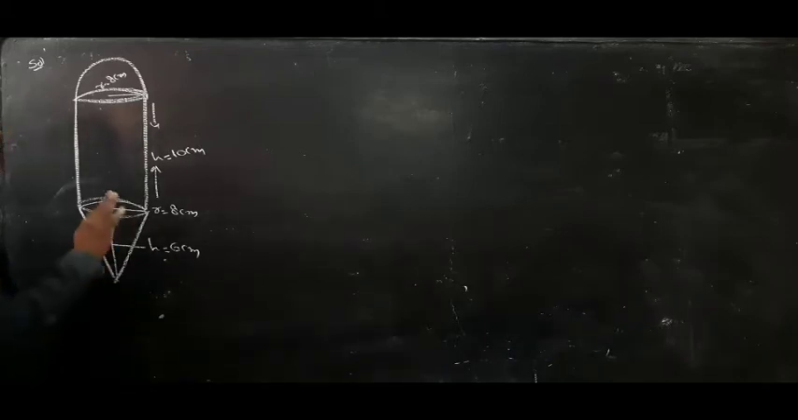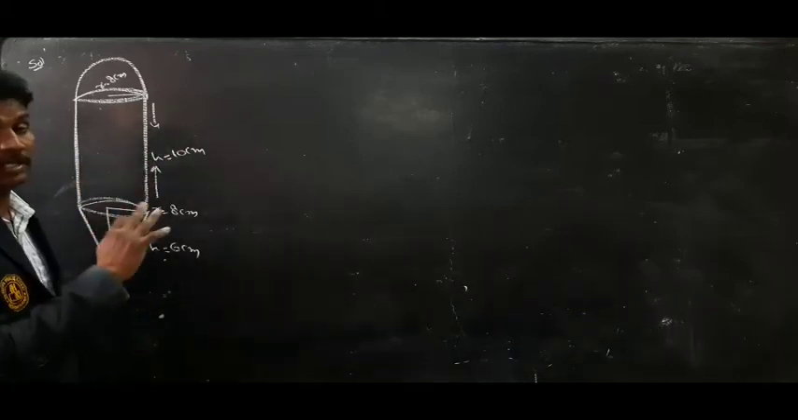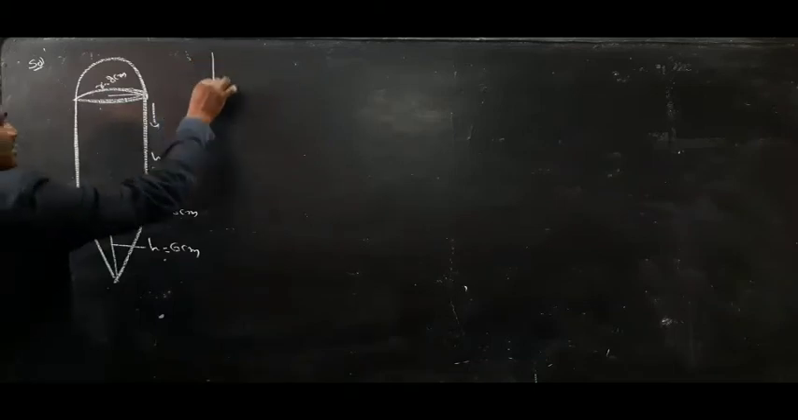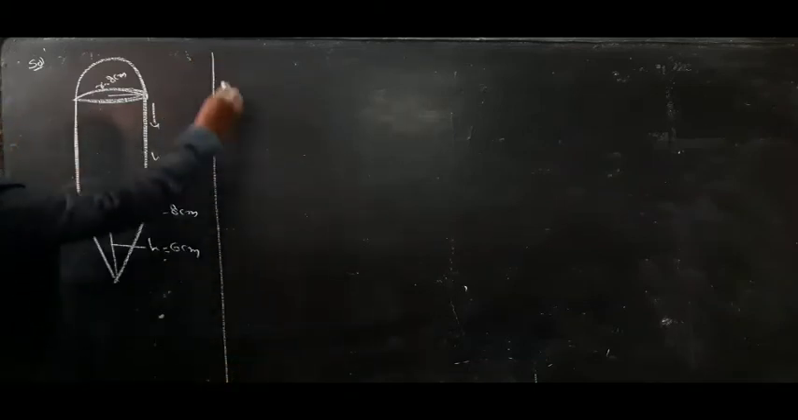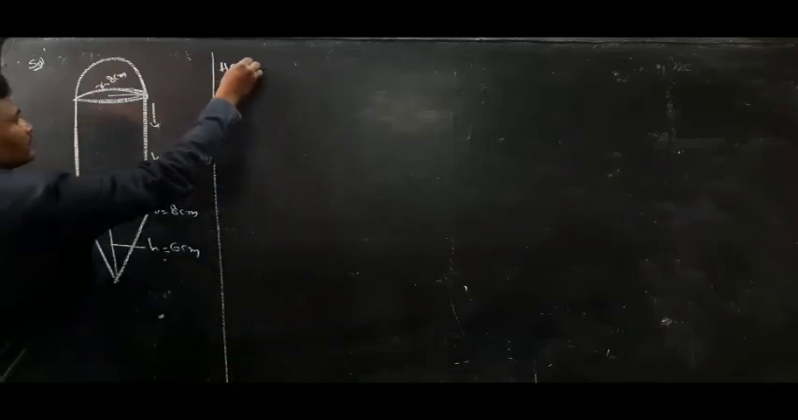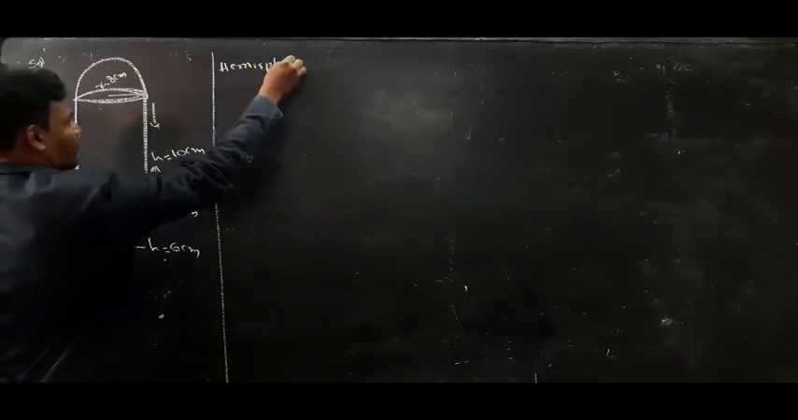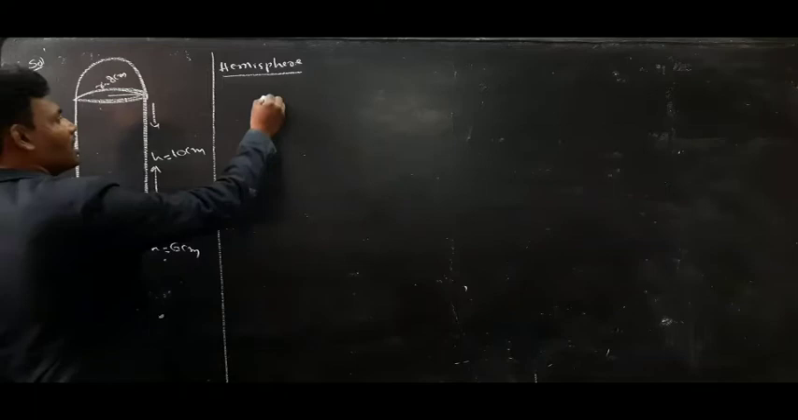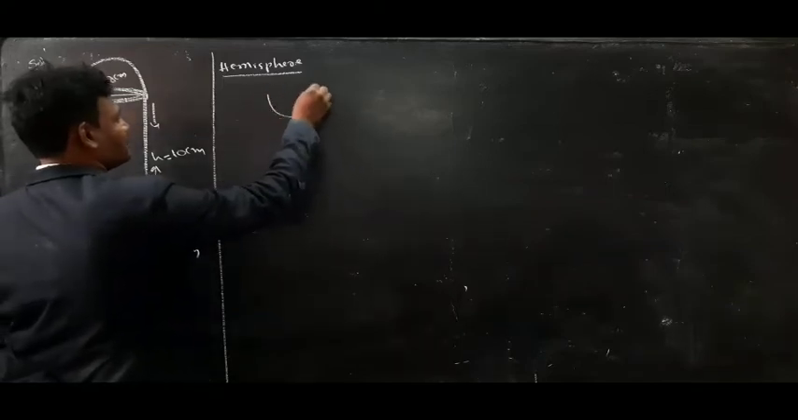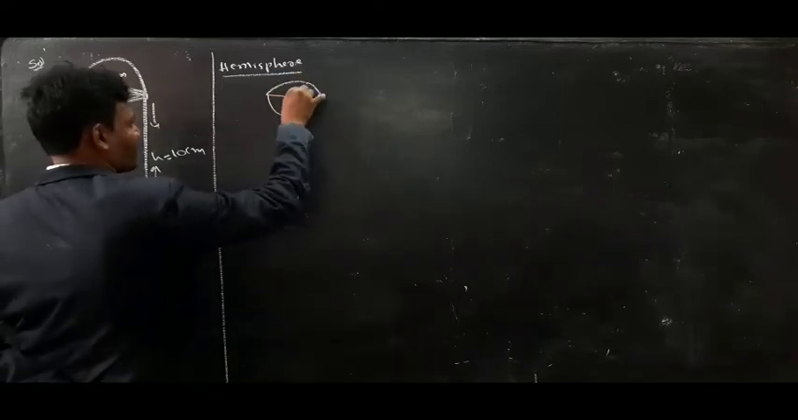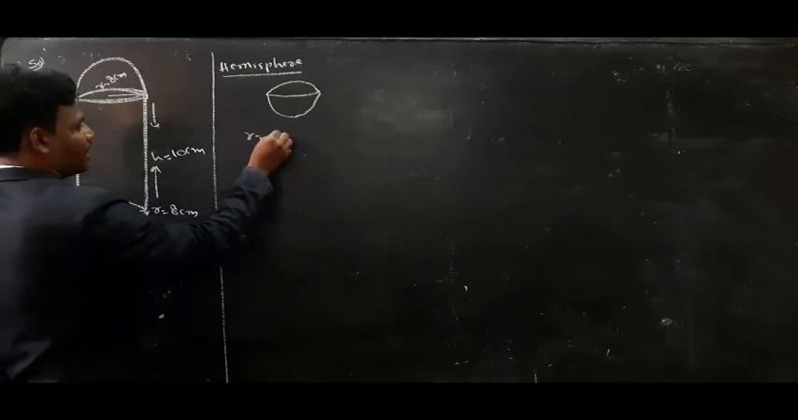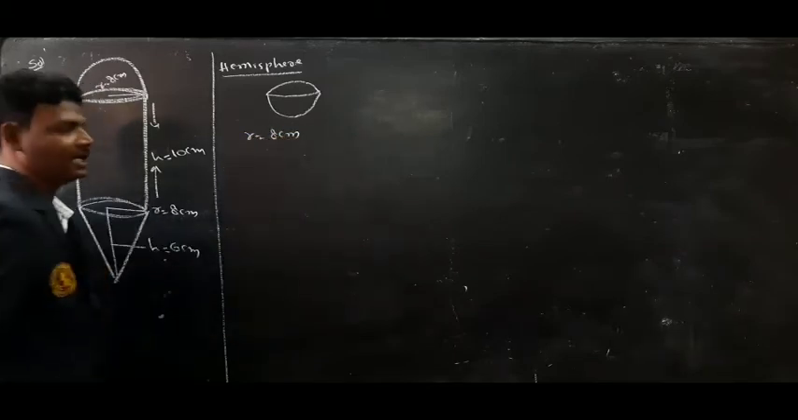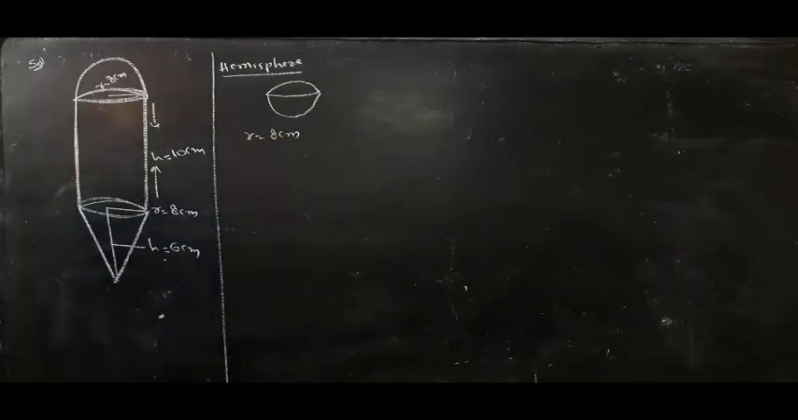To find that, I am taking one figure at a time. First I am going to take the hemisphere. What is the hemisphere portion? Like this. The radius of the hemisphere R is equal to how much? 8 centimeters.